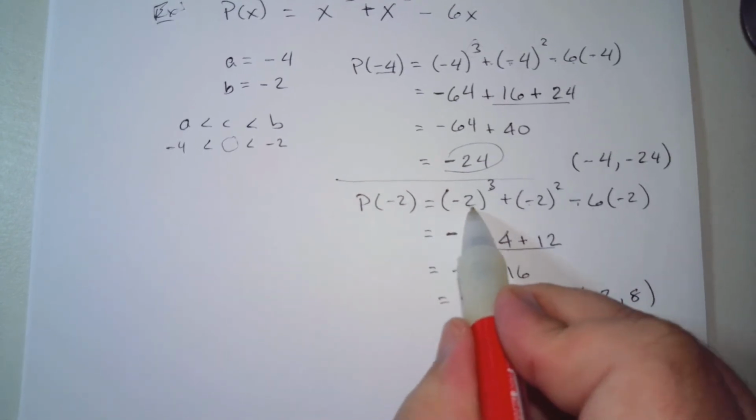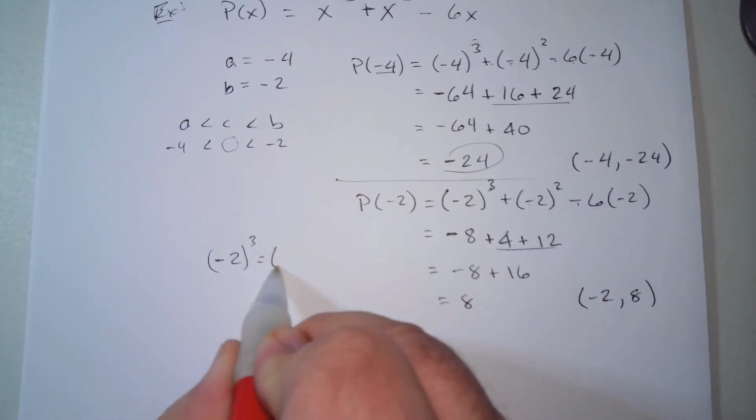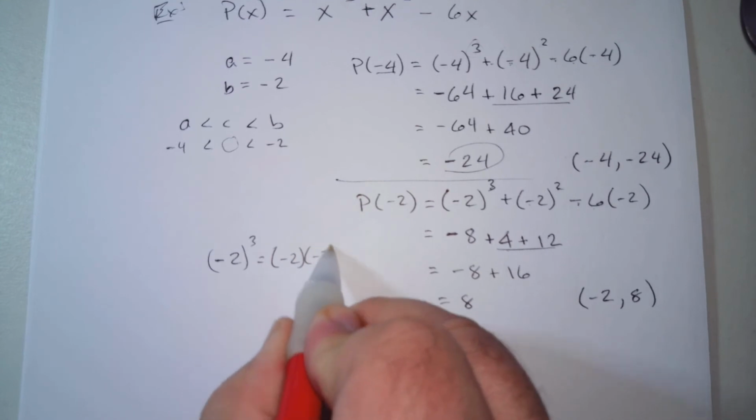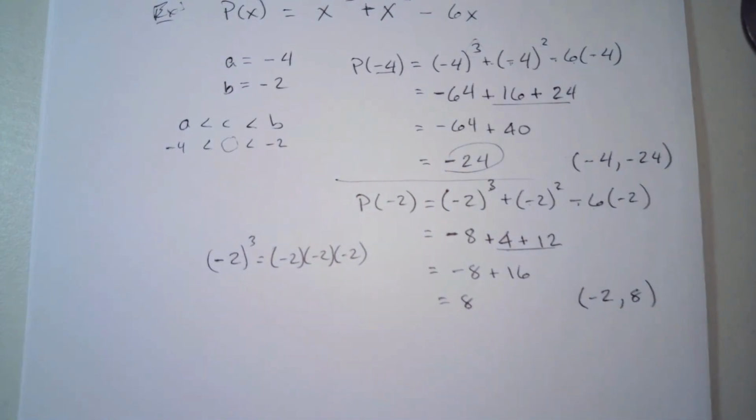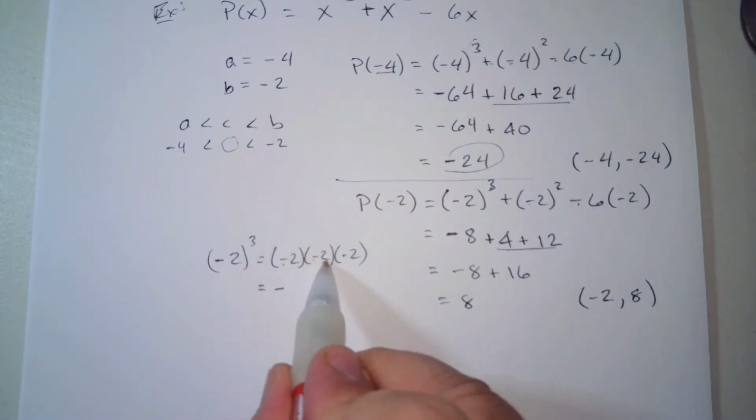In the first one, we had negative 2 cubed. That's negative 2 times negative 2 times negative 2. Since there's 3 negatives, it's going to stay negative. 2 times 2 is 4, times 2 is 8.